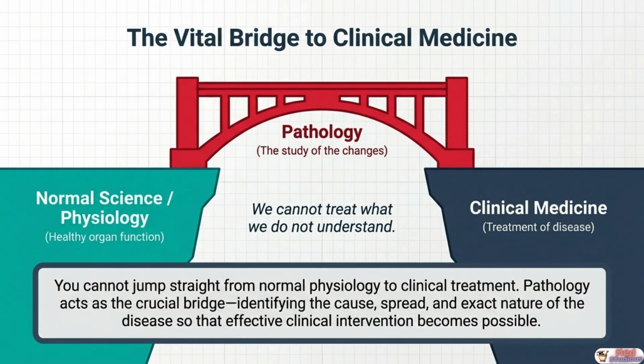Physiology tells you that the normal kidney filters blood, maintains electrolyte balance, and produces urine. Clinical medicine tells you that a patient with renal failure needs dialysis, fluid restriction, and erythropoietin. But how do you get from one to the other? How do you know that this particular patient's kidneys are failing?